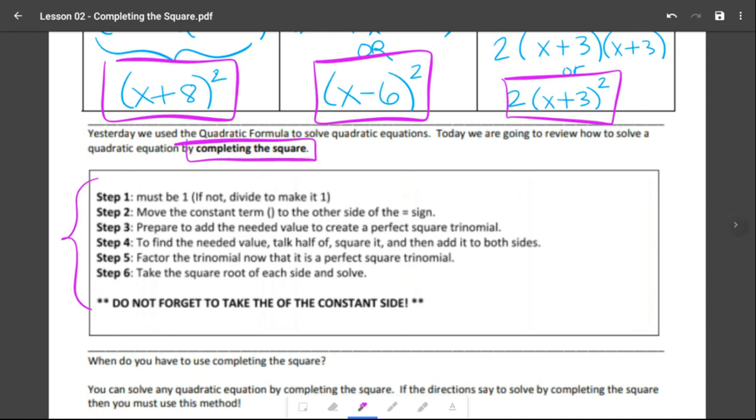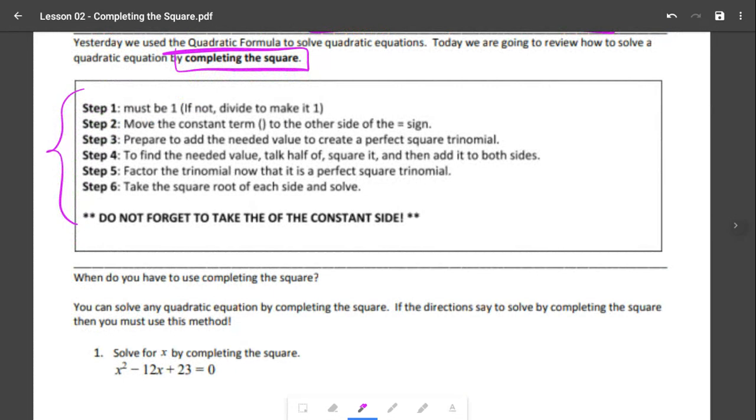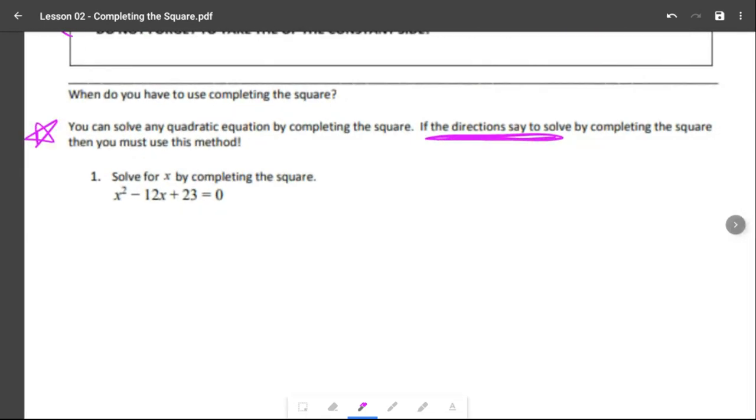You do need to have them memorized because you can solve any quadratic equation by completing the square. However, there are times that the directions specifically tell you that you must solve by completing the square. So your only option is to use this method in that case. Otherwise, the best that you can do is get half credit on these questions on the Regents, and that's only if you do it perfectly with the other method that you choose. So it would be preferable if you did this with completing the square.